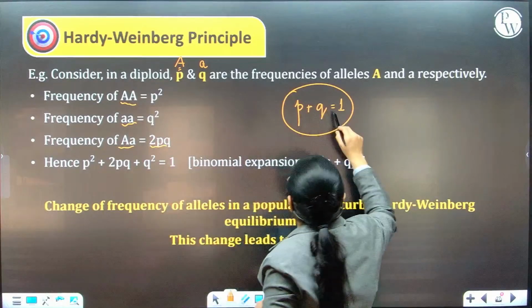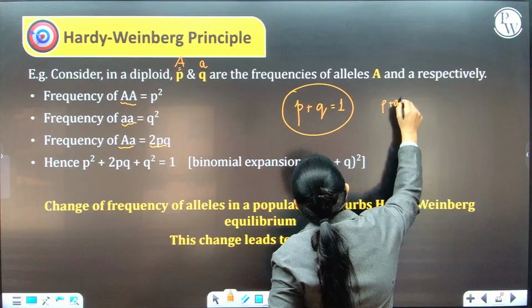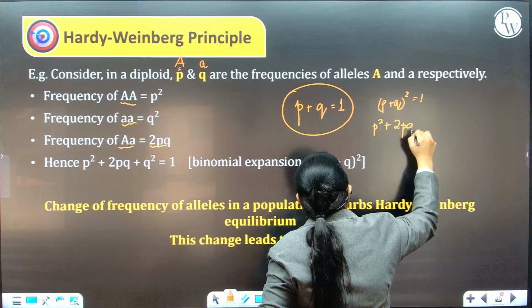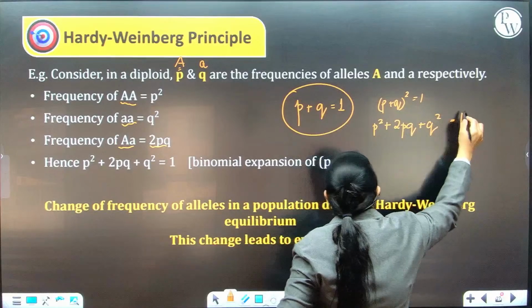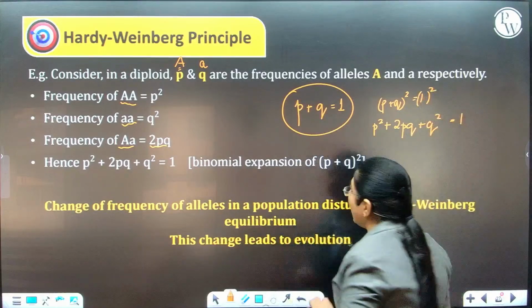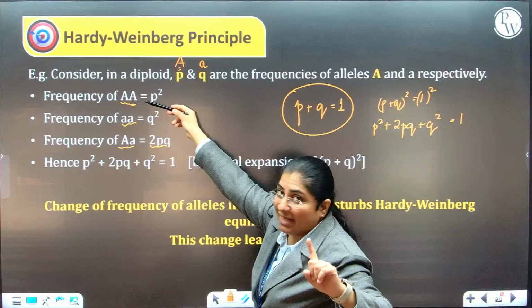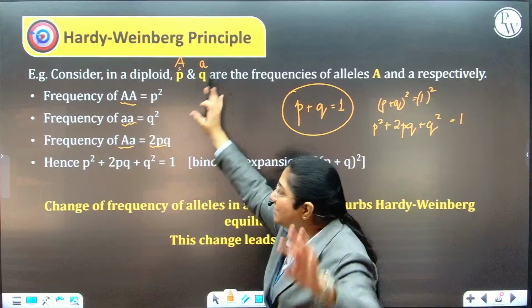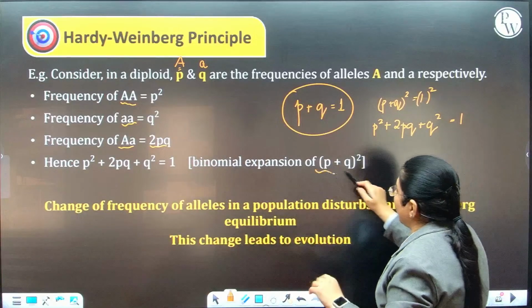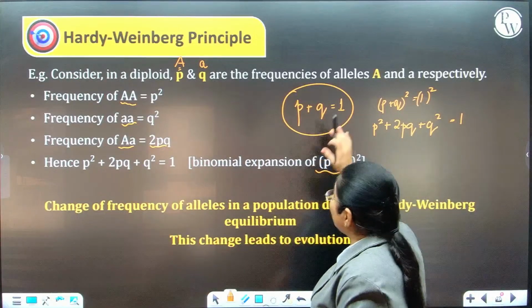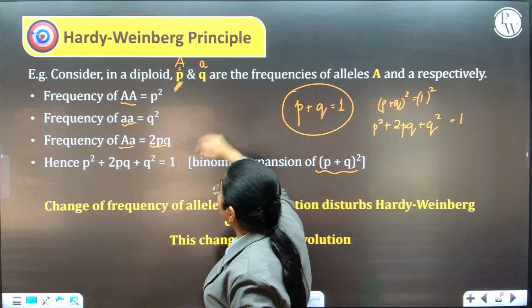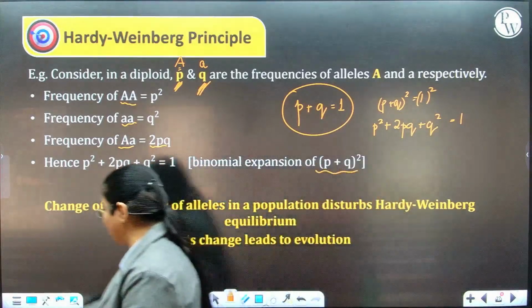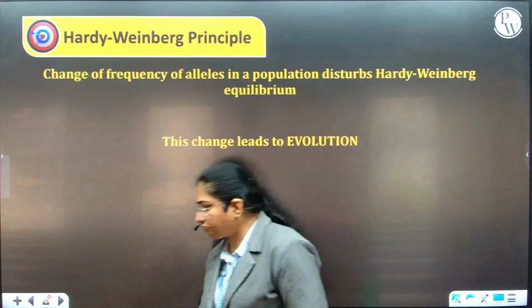If P plus Q is equal to 1, then P plus Q the whole square will also be equal to 1, and P plus Q the whole square is P square plus 2PQ plus Q square, which we've studied in school, which will be 1. So the frequency of capital A, small a, and capital A small a will always remain 1, and is nothing but a binomial expansion of P plus Q the whole square. Now if there are any factors that change the allele frequency, that is P, and change the value of Q, they will lead to change in the population and will lead to evolution.